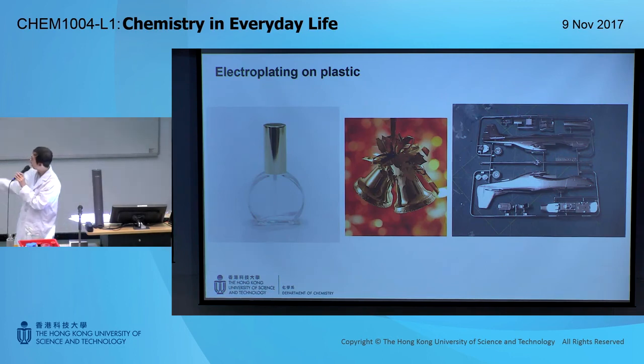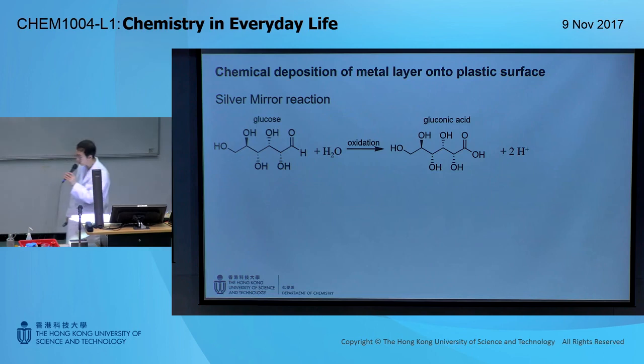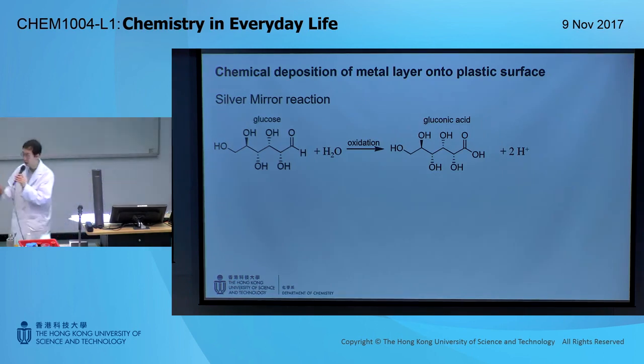Well, we have to do electroplating on the plastic themselves, plating it with gold or silver. But how could we do it? Well, plastic is not conductive, so we cannot put a piece of plastic in and expect the metal to deposit. But we can actually make the plastic conductive by chemically depositing a thin layer of metal onto the plastic.